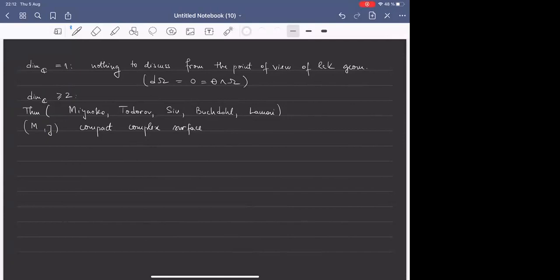From now on, I will call a complex surface a complex manifold of complex dimension two. So a compact complex surface admits a Kähler metric if and only if the first Betti number is even. We know from Kähler geometry that on a compact Kähler manifold, the first Betti number has to be even. So the direct implication was something known. The difficult part of this theorem is to prove the existence of a Kähler metric only by knowing that the first Betti number is even.